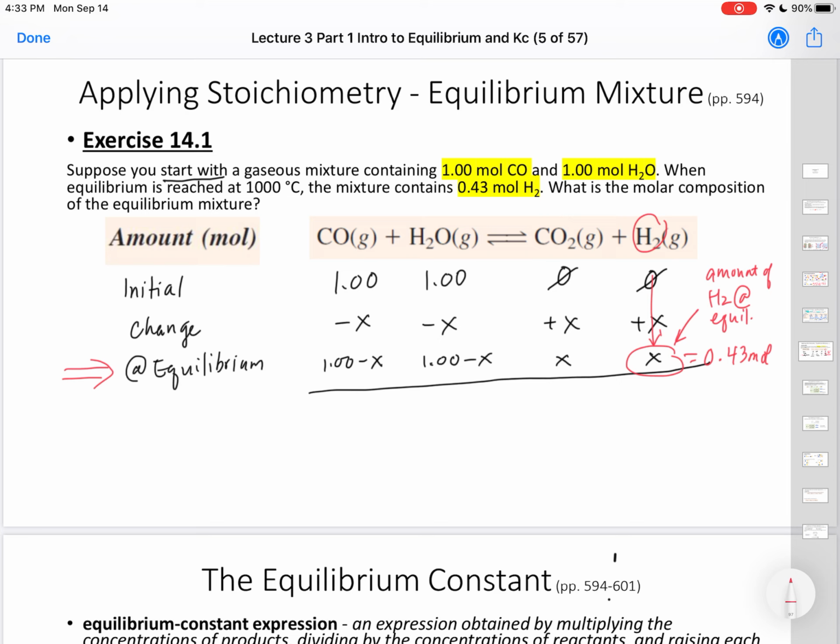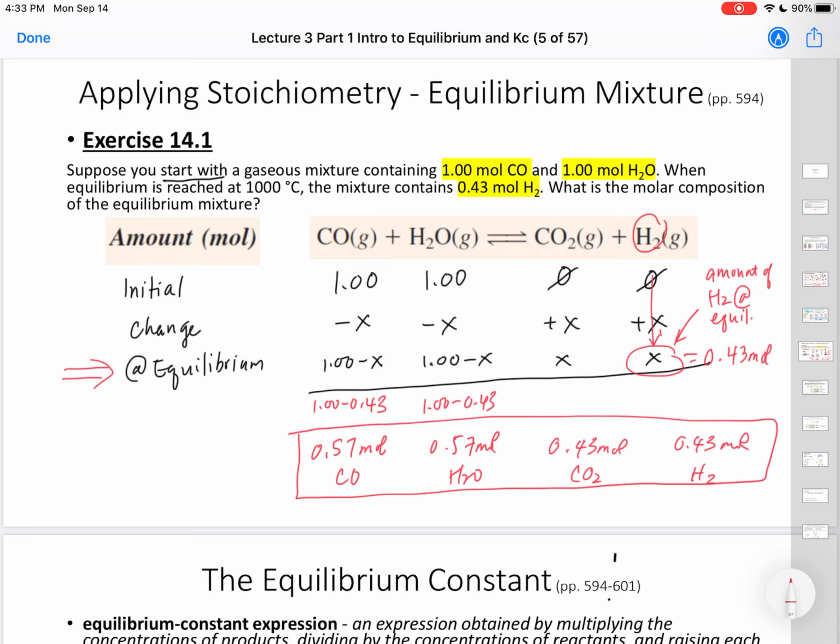So if X is equal to 0.43, what is the molar composition? It's going to be 1.00 minus 0.43, and that gives me 0.57 moles of CO. Again, it's 1 minus 0.43, which gives me 0.57 moles of H2O. And of course, here we already know it's just X, so 0.43 moles of CO2 and 0.43 moles of H2. This is my molar composition.